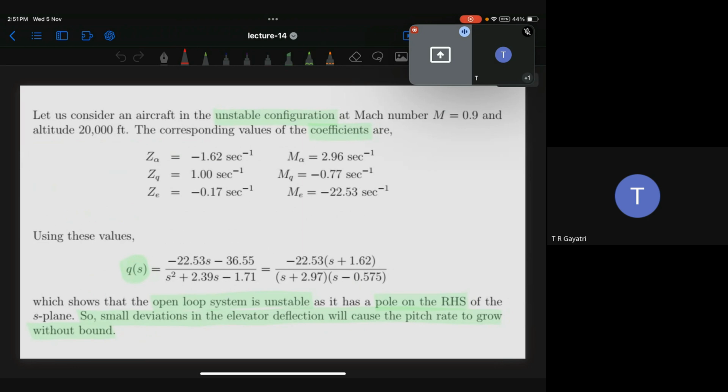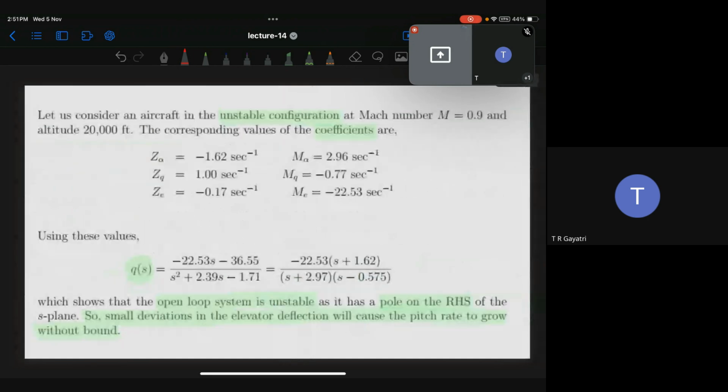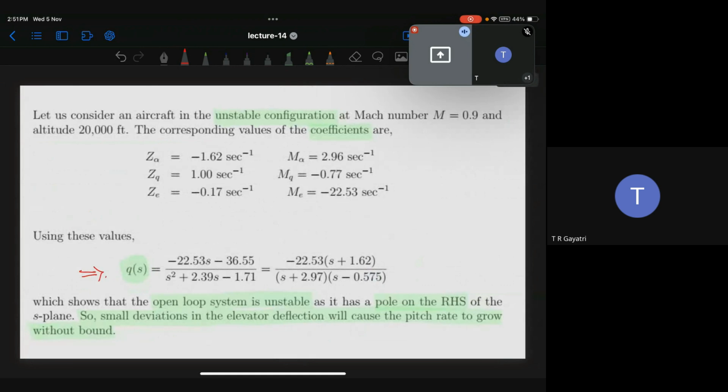Let's take some values for all these coefficients and substitute them into this equation. Let's say you got this. The values are also not important. We are not interested in the dynamics of the system, but in this example. Now let us say that in this configuration the aircraft is unstable. Here you should have delta E(s).